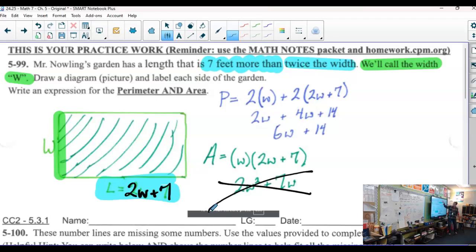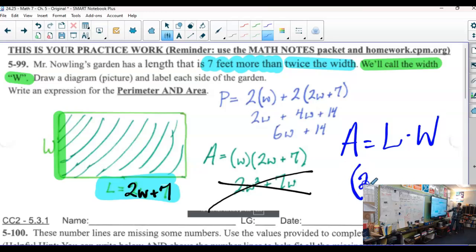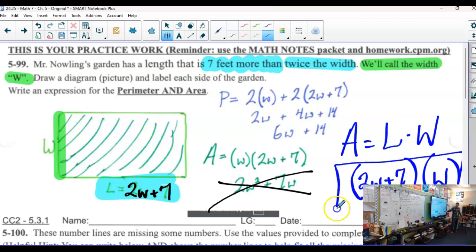So when I set up area, it is always length times width. Our length was 2W plus 7. Our width was W. So if you set up 2W plus 7 times W, you might have said, I don't know what to do now, and that's fine. You could have stopped right here. If somebody comes in and tells us, hey, W's 5, then we can do more. But with us not knowing W, kind of tough to do more.